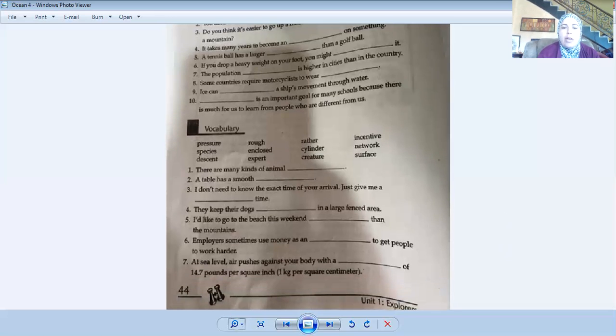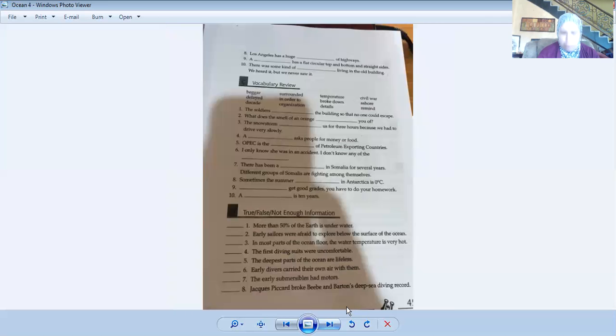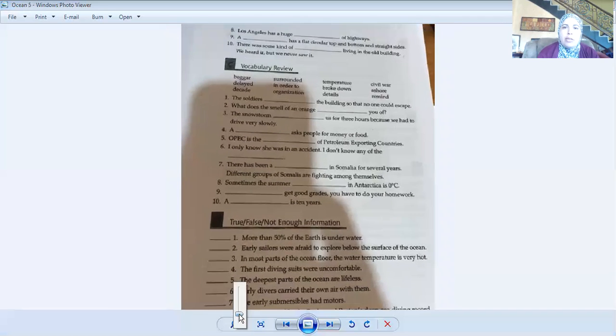All right, now we want to move on to the next page, which is page 45. It doesn't show here much, but we're still going to make use of the words that we already discussed. And we have this sentence, which is 8. Let me just enlarge this a bit. Los Angeles has a huge network of highways. So what could it be? A huge what? We need a noun here. We're talking about highways, main streets, right? So a network of highways.